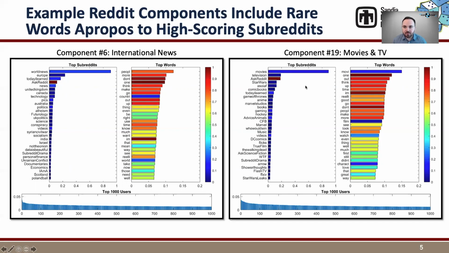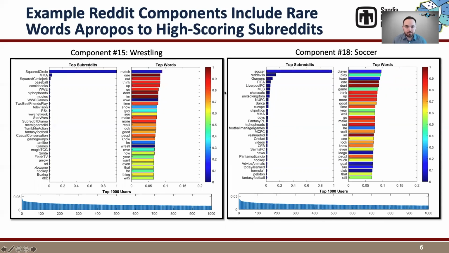Component 19 out of 25 focuses on movies and television. So in the top subreddits, you'll see some popular franchises like Star Wars, Game of Thrones, Marvel, and you'll see words that are specific to movies and television, like film and character.